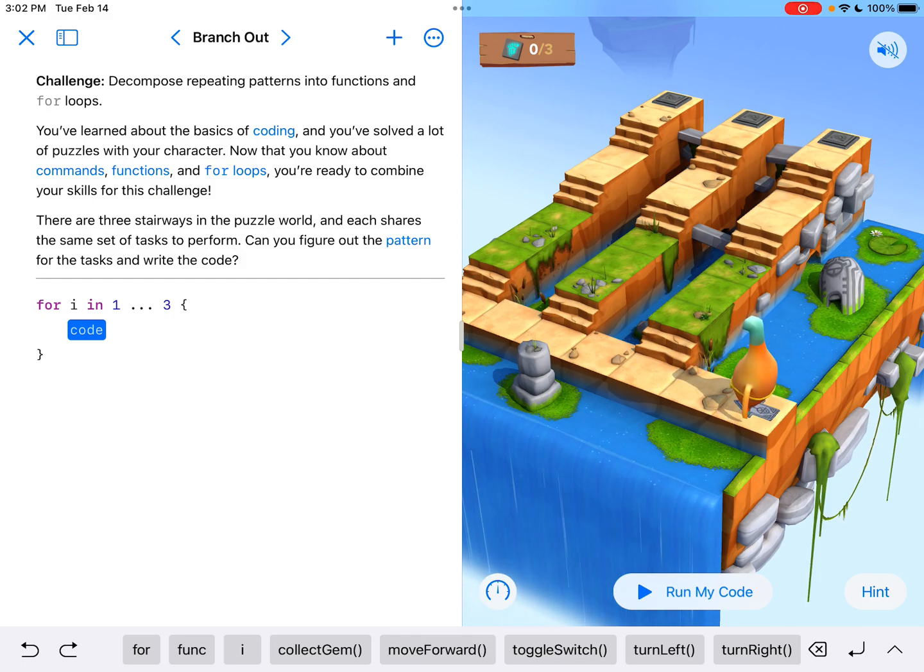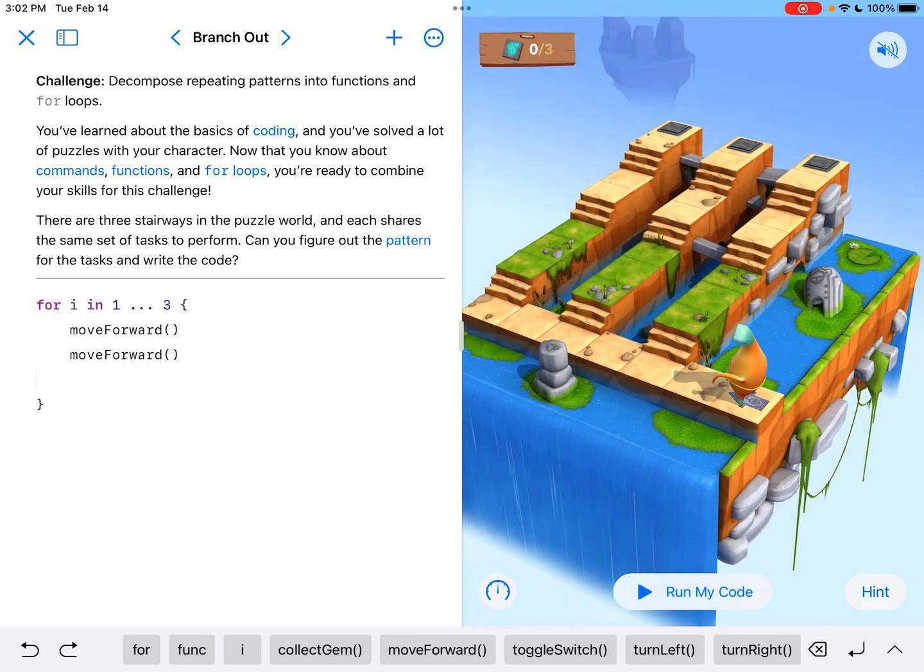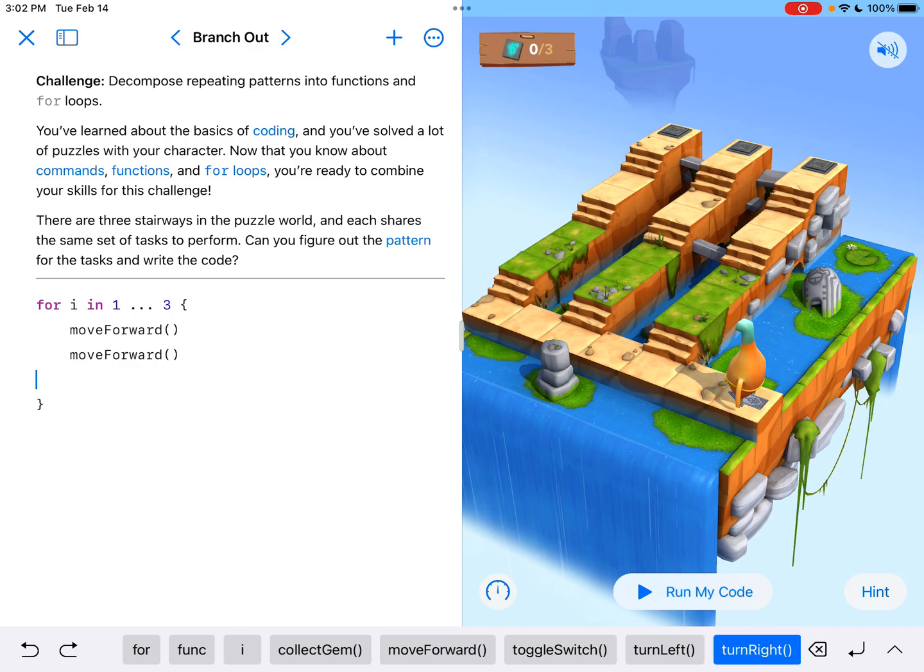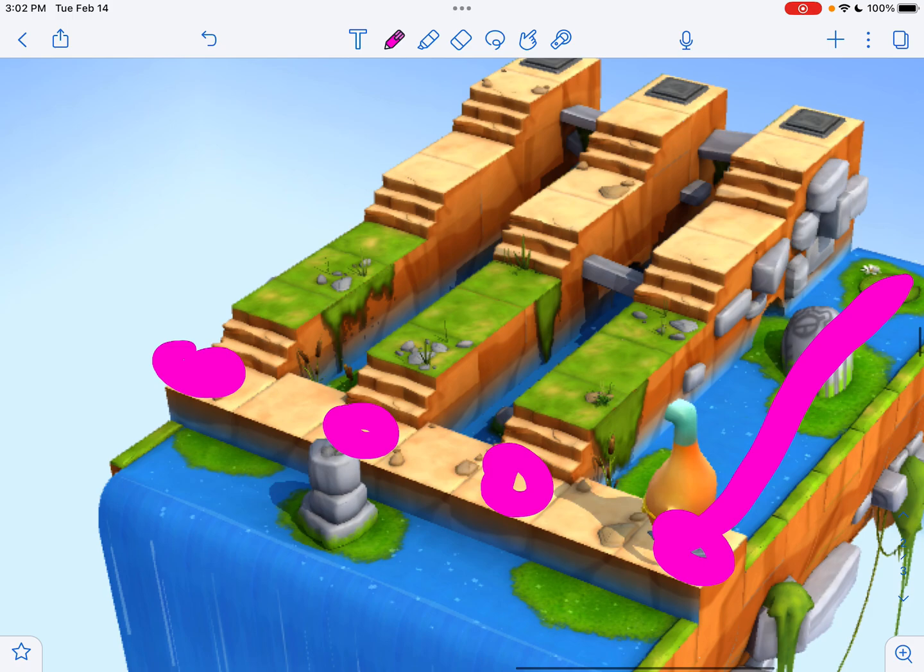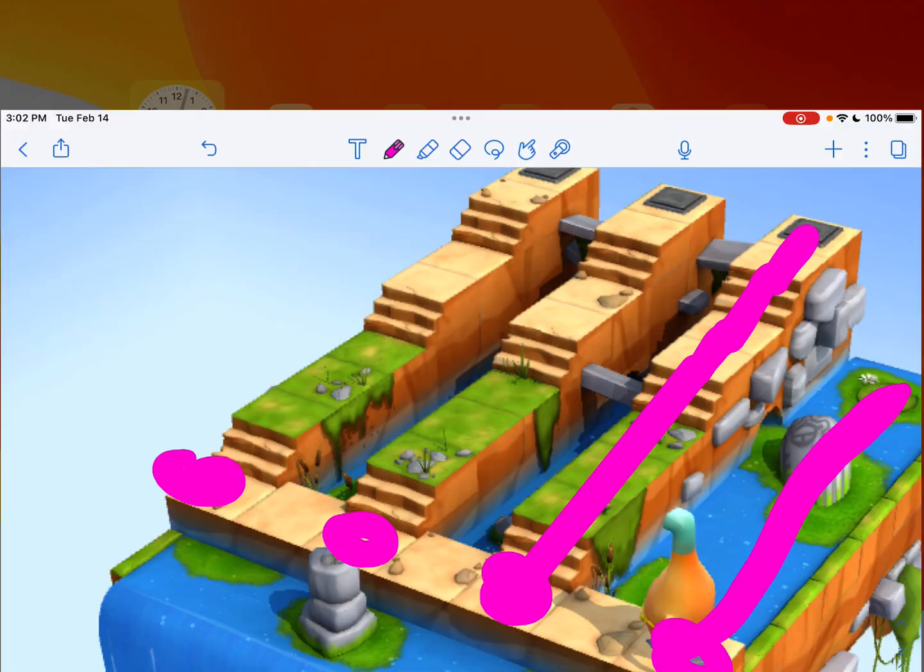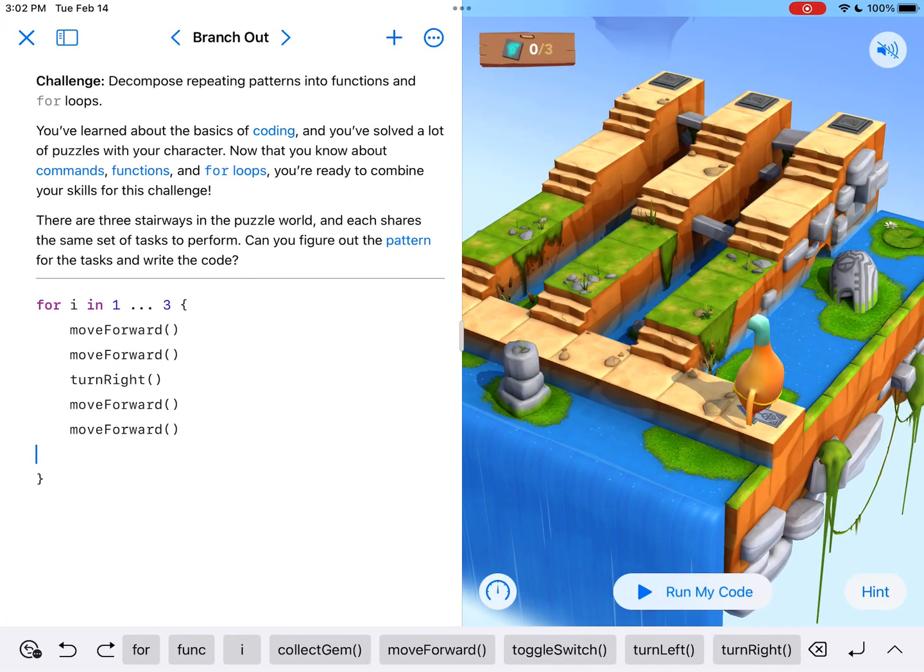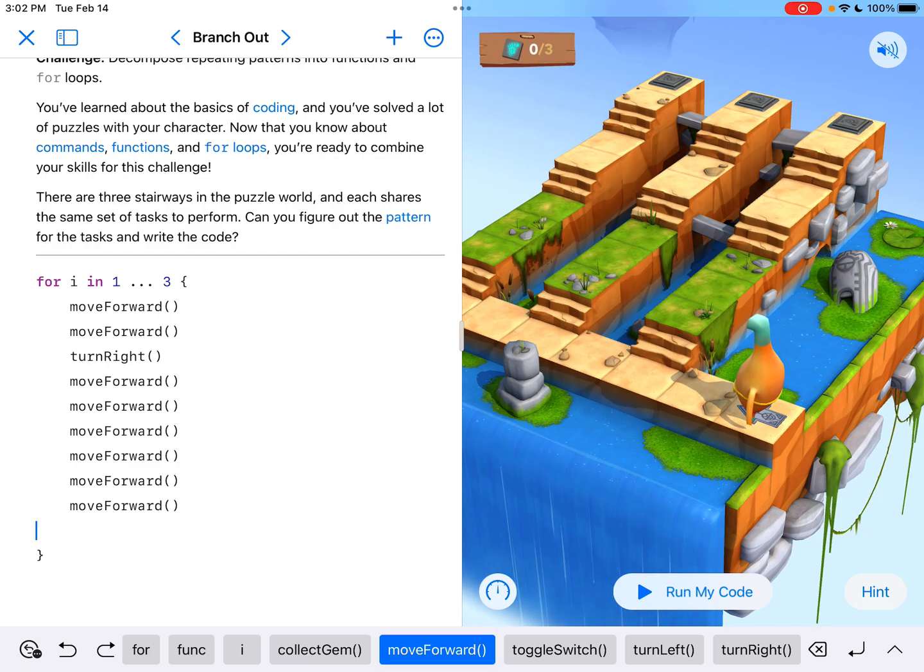So I need to move forward twice, two tiles, to get to the first set of stairs. And now I just need to keep going, so I would turn right. And then I would move forward. I'm trying to count these tiles here. Maybe it's easier if I switch over here. This would be one, two, three, up the stairs, four, five, six, seven. So I think I need to do seven move forwards. One, two, three, right there, four, five, six, seven.